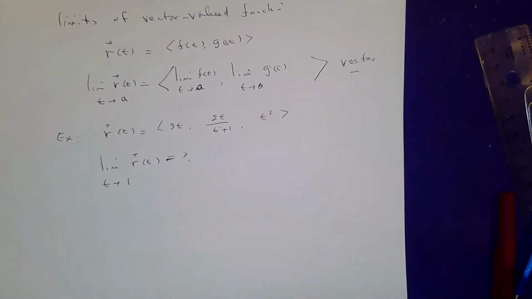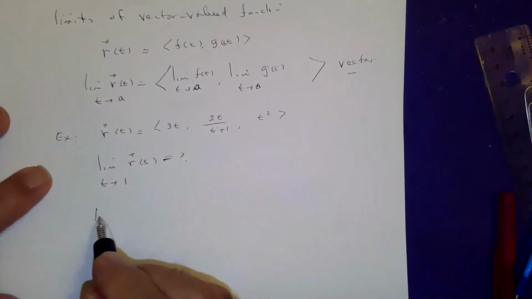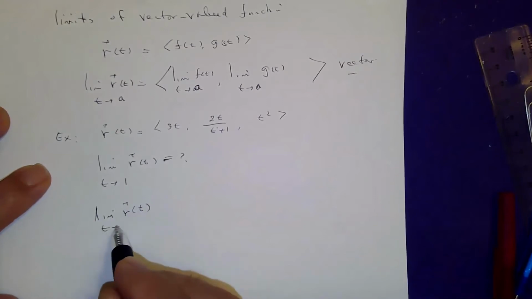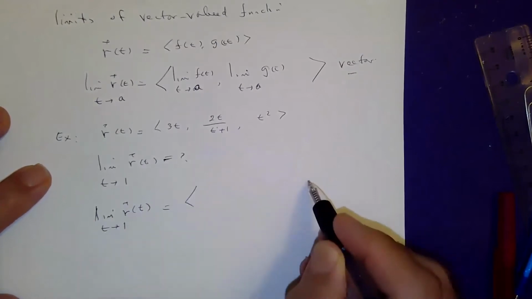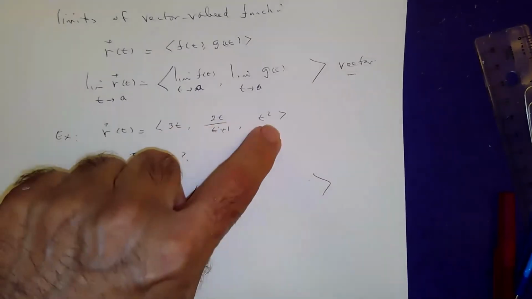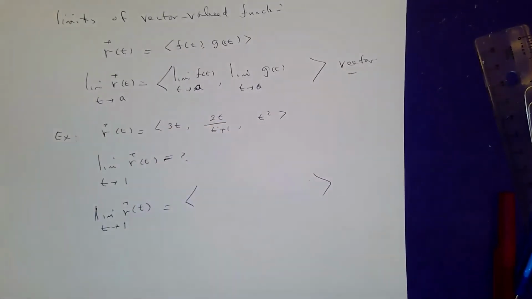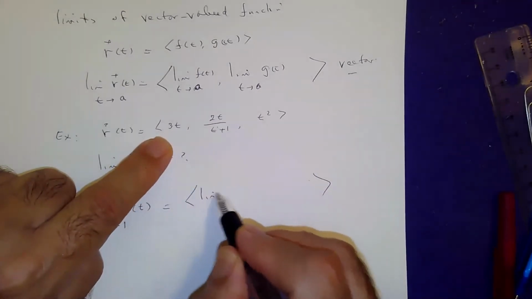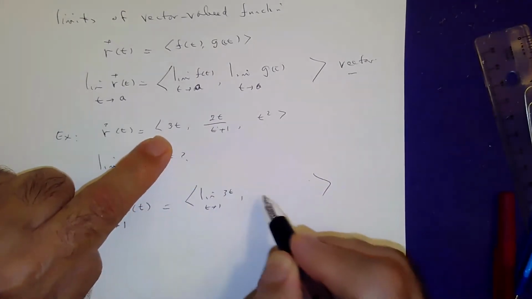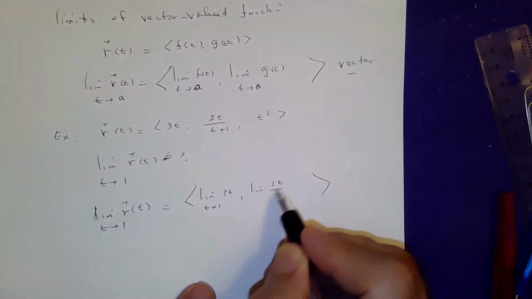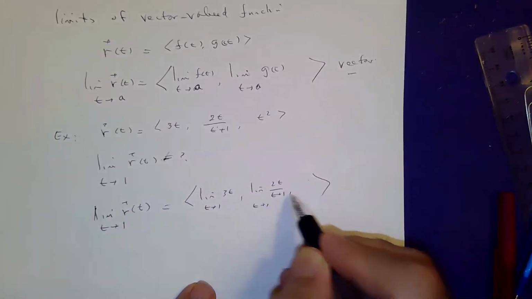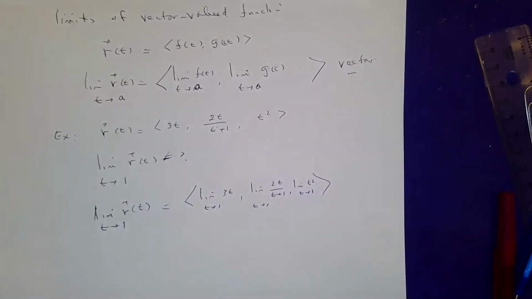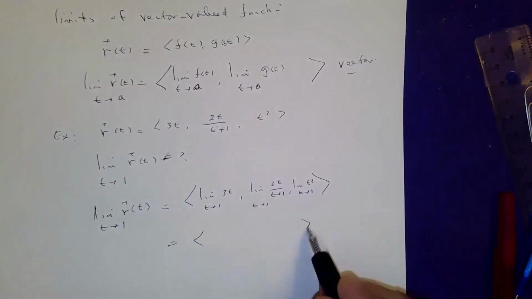All right. Well, as you can guess, the limit of r of t when t approaches 1 would be the same as taking the limit of these individual what? Components. So take the limit of 3t when t approaches 1, limit of 2t over t plus 1 when t approaches 1, and limit of t squared when t approaches 1. But the answer is still a vector.